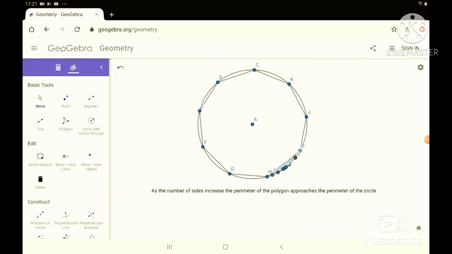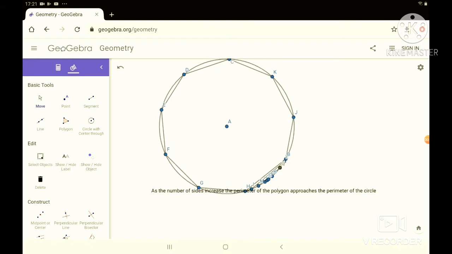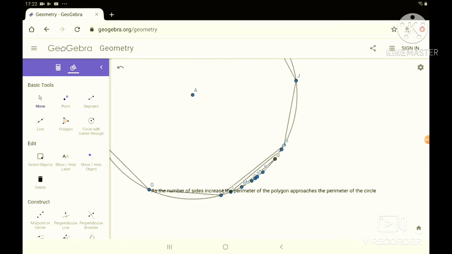Okay, here I've got a circle with a polygon inscribed in it, and let me zoom in. There are some sides: 1, 2, 3, 4, 5, 6, 7, 8, 9. It's a 9-sided polygon, and if I increase the number of sides, then the perimeter of the polygon will start approaching the perimeter of the circle. So here's how we can do it.